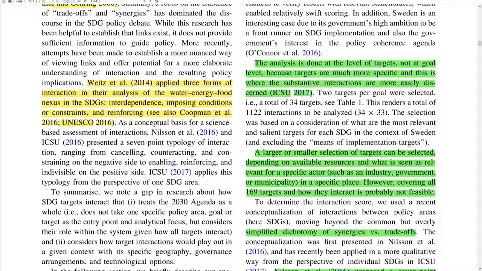And since we took 34 targets, two targets per goal, we have 34 by 33 interactions to analyze. We have 33 here because it's not logical to analyze the interaction between one goal and itself. So that's why we have 1,122 interactions to be analyzed. The authors, the four of them, divided this by four and tried to analyze this by themselves.